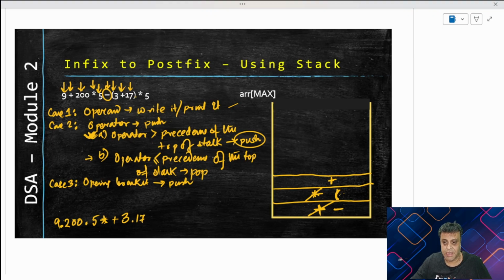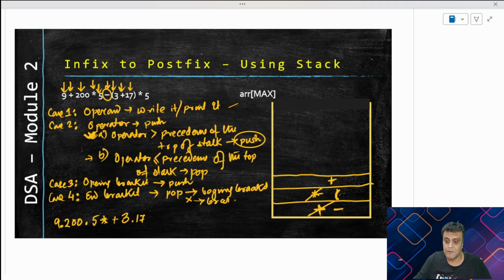Then I get an end bracket. A rule for the end bracket I have not written, right? So we will write the rule for the end bracket. End bracket means pop everything till you reach the beginning bracket. That's what you will do. Pop everything till you reach the beginning bracket and discard all brackets. And discard all brackets, right? So pop everything till you reach the beginning bracket.